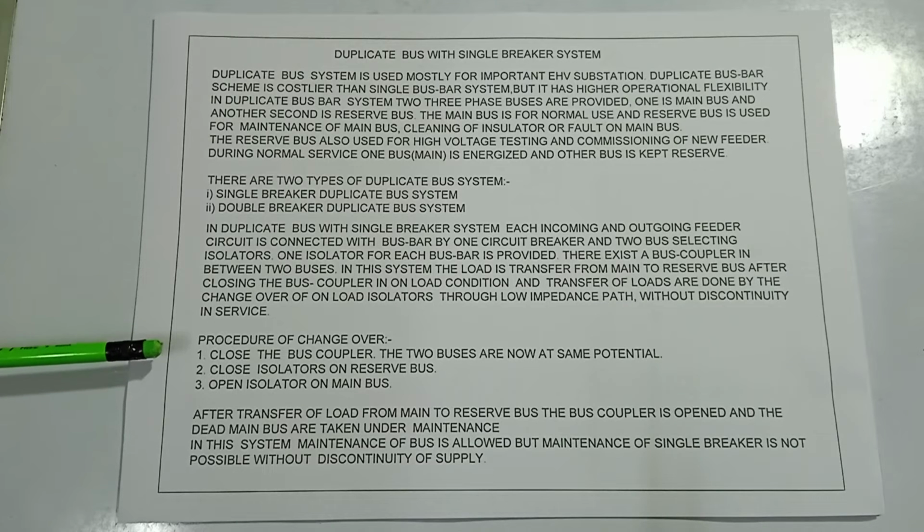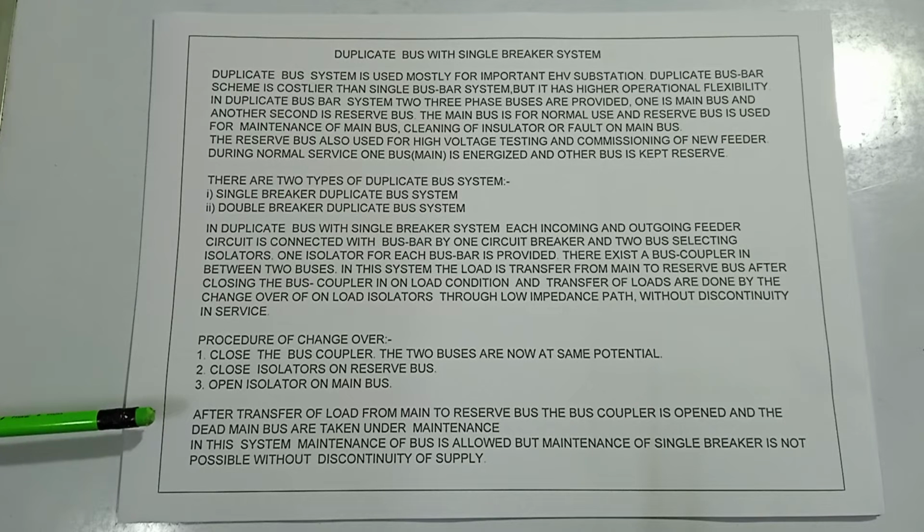Procedure of changeover. First, close the bus coupler. The two buses are now at the same potential. Second, close the isolator on the reserve bus. And third, open the isolator on the main bus. After transfer of load from main to reserve bus, the bus coupler is opened. The dead main bus is now taken under maintenance. In this system, maintenance of the bus is allowed, but maintenance of a single breaker is not possible without discontinuity of supply. Okay, next.